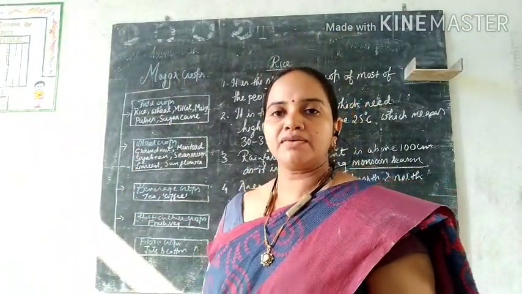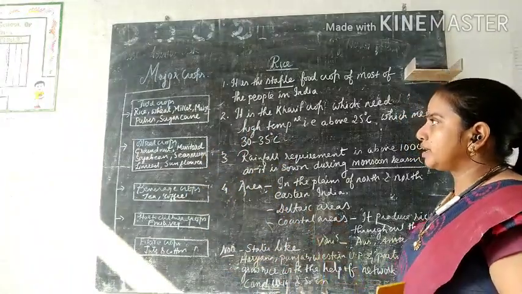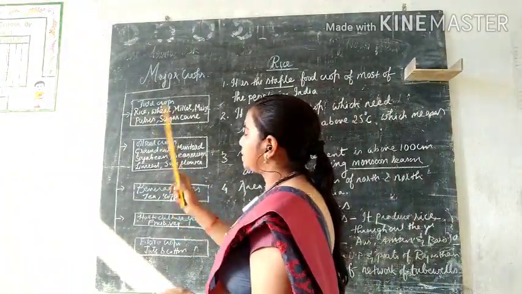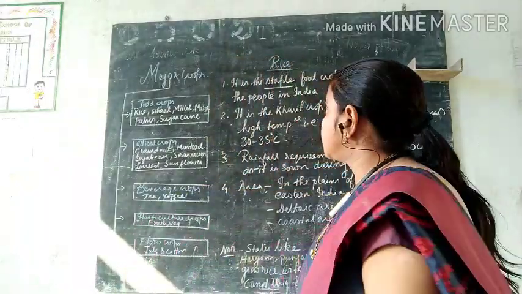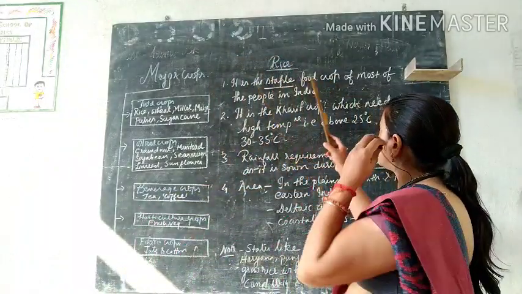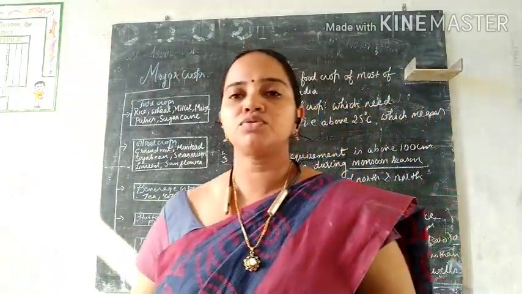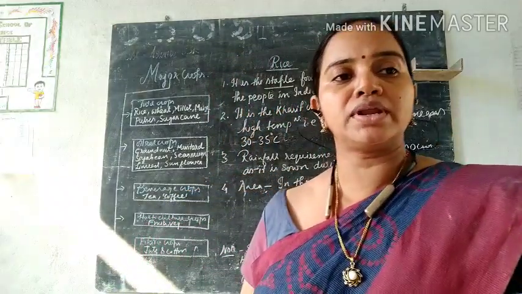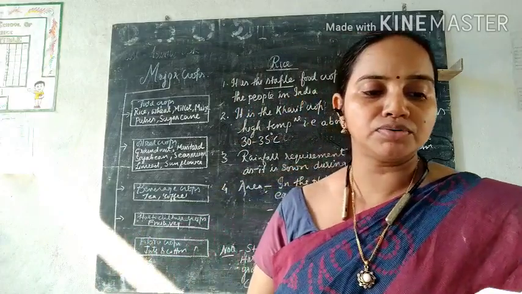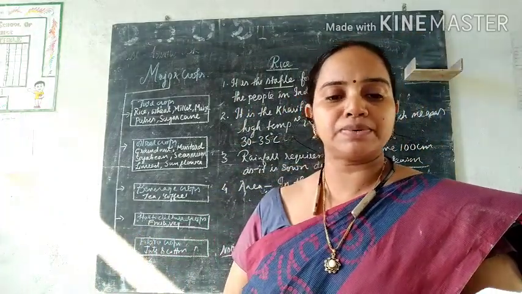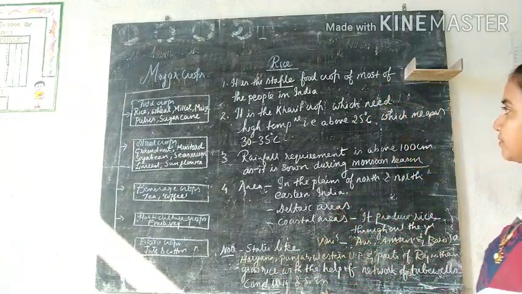So let's see what we have in the heading, that is your food crop. We have different crops here, and today we are going to discuss rice. Students, we all know that it is a staple food crop of most of the people in India. Rice is one of the most important crops, and it is known as a staple diet. Why? Because all of the people consume rice in a large amount. So that is why it is known as a staple diet. It is taken daily by the people of India.